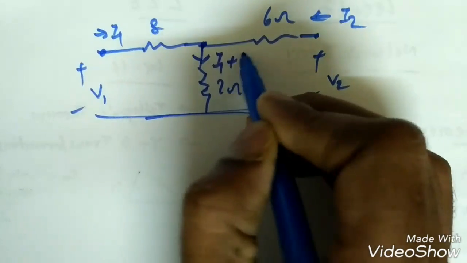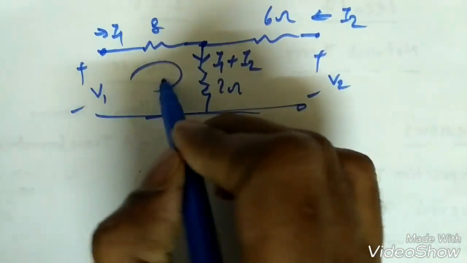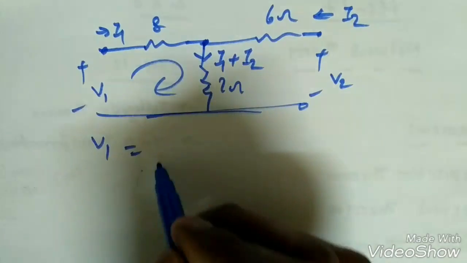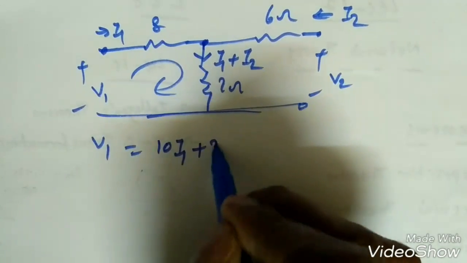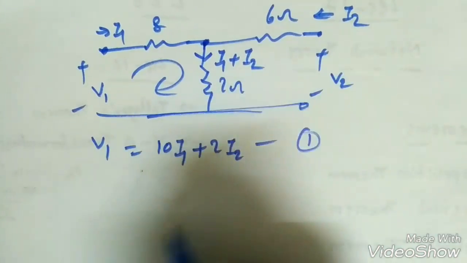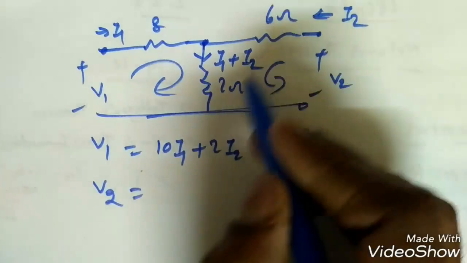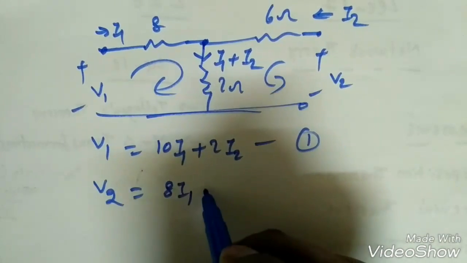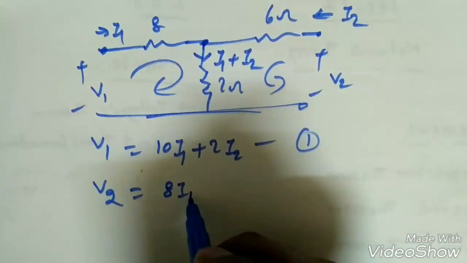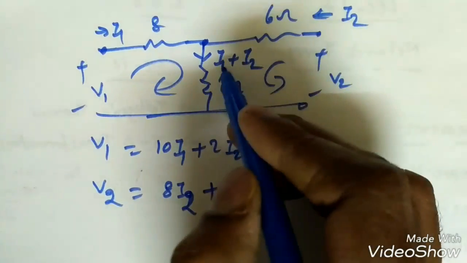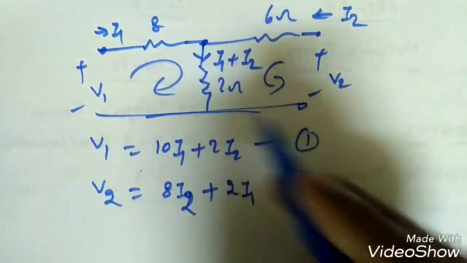So what is this current? I1 plus I2. If I apply KVL here, V1 is equal to I1 into 8 plus 2, so directly 10 I1 plus 2 I2. Equation 1. Similarly, if I apply KVL here, what will we get? V2 is equal to 6 plus 2, 8 I2 plus 2 I1, because I1 is only through the 2 ohm branch.